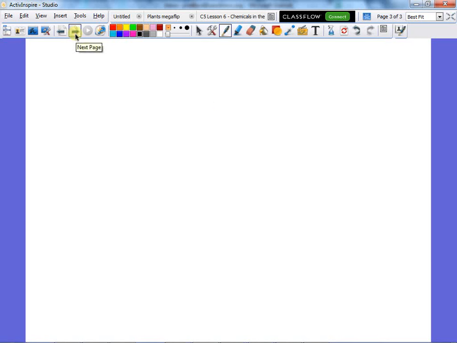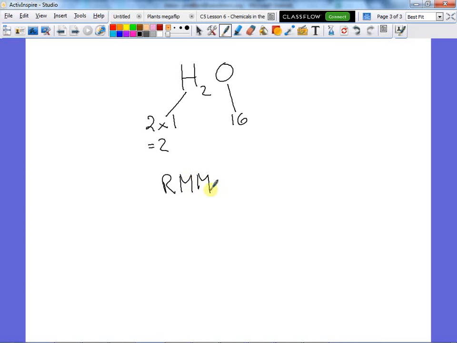If I do another example, let's think of H2O. The atomic mass of hydrogen is 1, but there's 2 of them. So it's 2 times 1 equals 2. And there's an oxygen there, and that is an atomic mass of 16. So RMM of H2O equals 18.